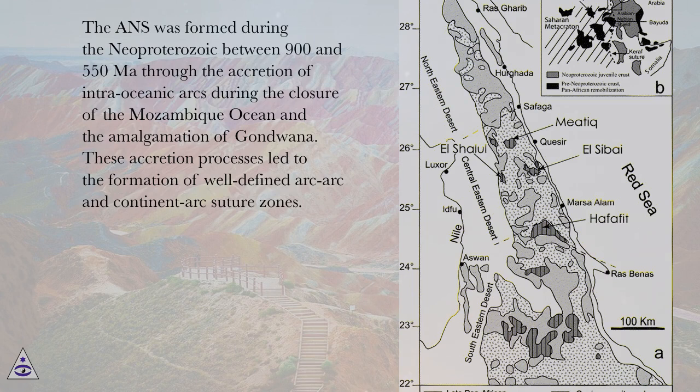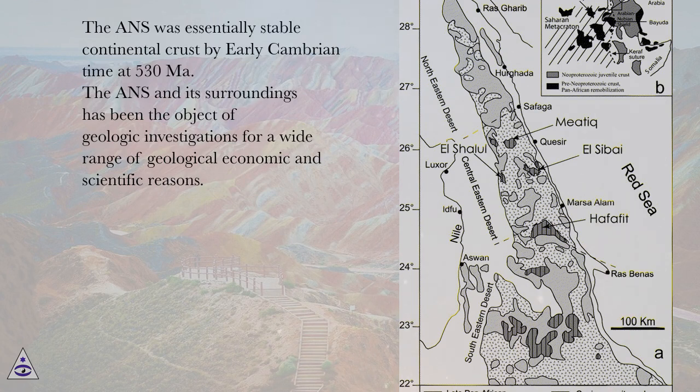These accretion processes led to the formation of well-defined arc and continent-arc suture zones. The ANS was essentially stable continental crust by Early Cambrian time at 530 Ma. The ANS and its surroundings have been the object of geologic investigations for a wide range of geological, economic and scientific reasons.